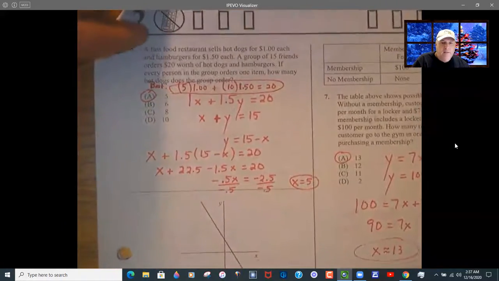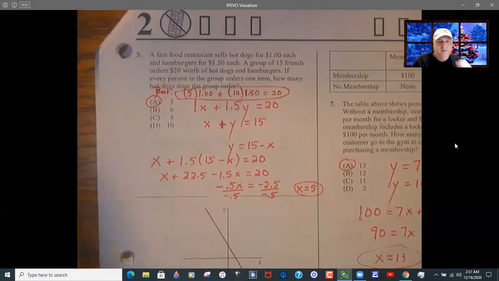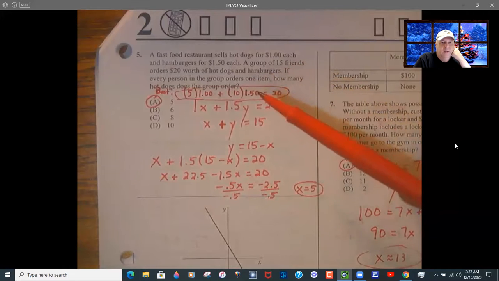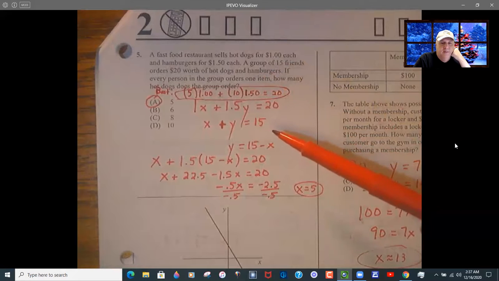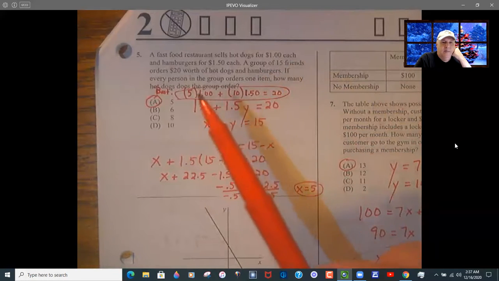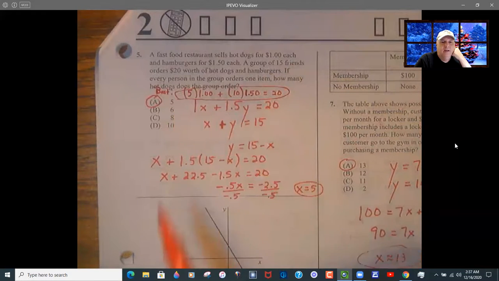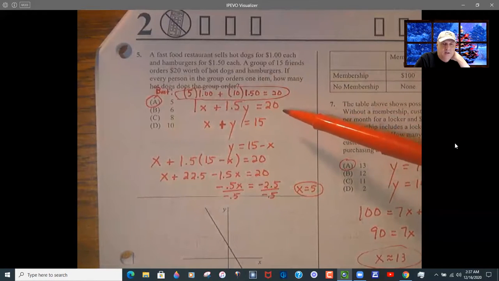Okay, problem 5. So we have a system of equations. And sometimes I think the best thing is just to work with the answers you have. For sure, this is your system. So you have $1, $1.50, and $20. That's got to go together in one line of the system. And then the sum is 15. So how many hot dogs does the group order? So if you have 5 hot dogs, you got 10 hamburgers. So if you're assuming that's the right answer, substitute it in, see if you can get it to work in the top line, and it actually does.